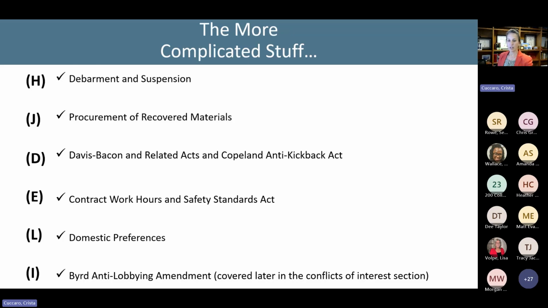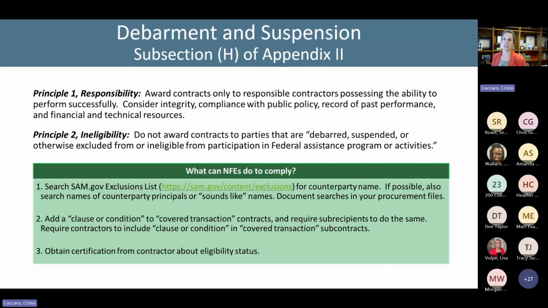So let's start with debarment and suspension. This is subsection H of Appendix 2, and the federal government makes determinations about who can receive its money, right?